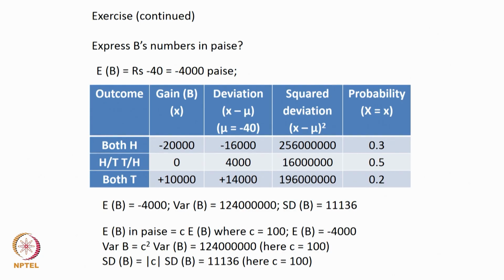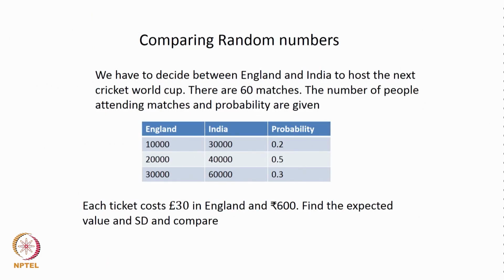So, variance of B in paise is equal to C square into variance of B in rupees. So, 12,400 becomes 12,400 into 10,000. So, since C is 100, C square is 10,000, it gets multiplied by 10,000. Standard deviation of B is equal to absolute value of C into standard deviation of B in rupees. So, standard deviation of B in paise is 100 times standard deviation of B in rupees, which is 111.36 into 100, which is 11,136.